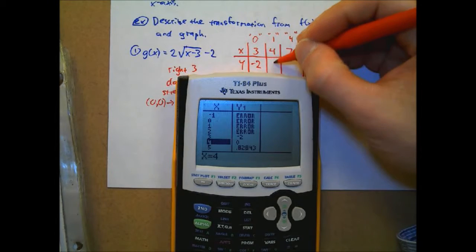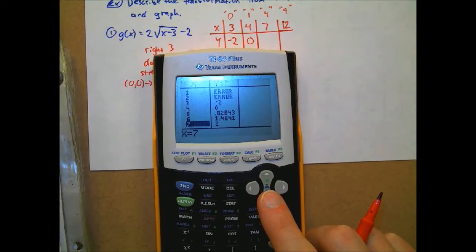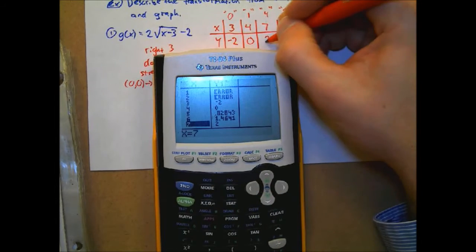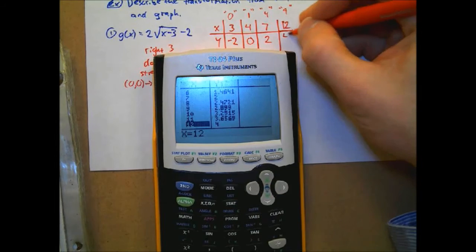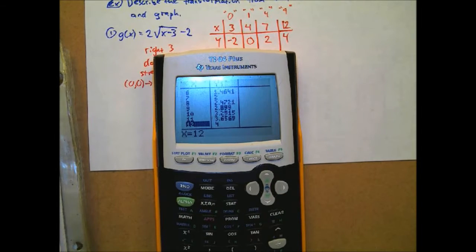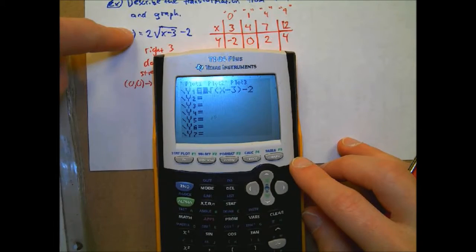At 7, I have to scroll down to get to 7. There's 7. At 7, I get 2. And I go down to the 12, and at 12, I get 4. Okay, so again, what did I do here? I typed the function into my y equals, and I did second graph to get to the table.